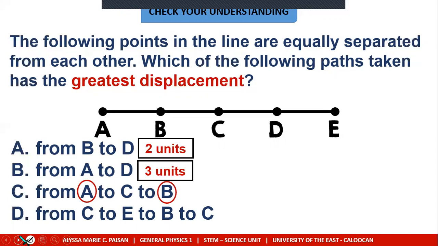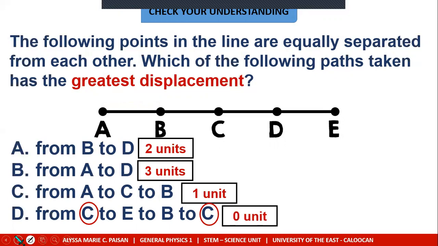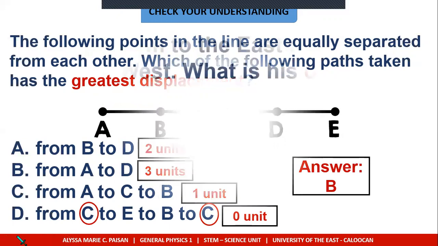So if we have A and B, that's just 1 unit. And then as you will notice in letter D, he went to so many places, right? But again, we're just going to look at the first position and the final position. And since the first position and the final position are the same, that's at point C, the displacement is 0. So the answer for this, the one with greatest displacement is letter B. Okay? See, that's easy.